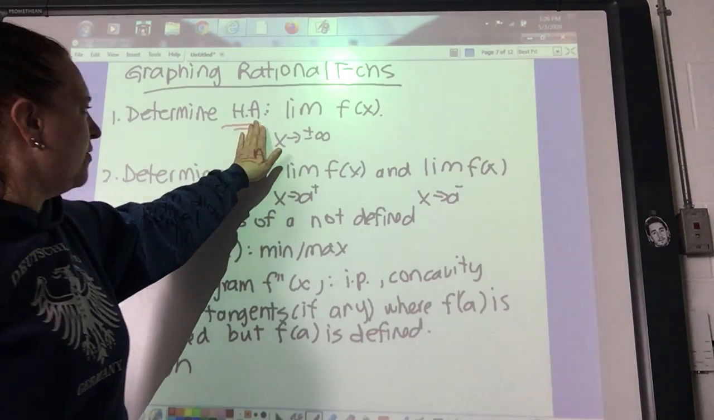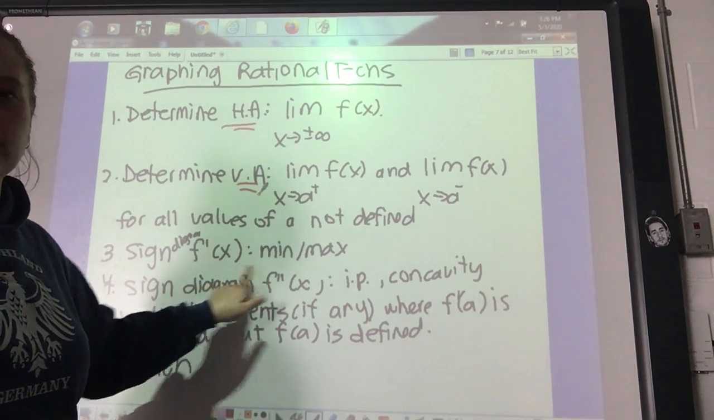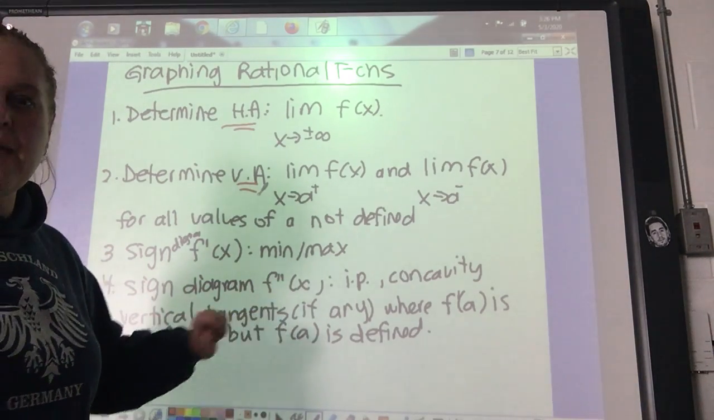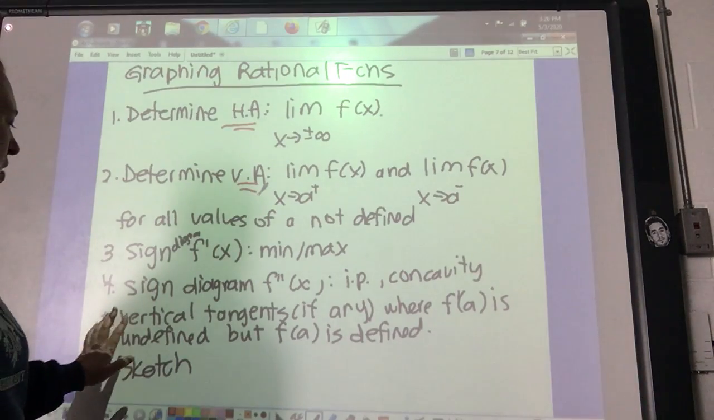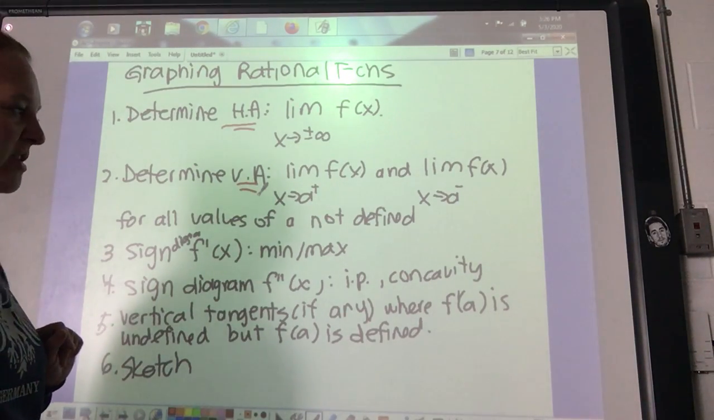So once you've figured out your horizontal and vertical asymptotes, you make your sign diagram for the first derivative, and that's how you get your min-max values. You make your sign diagram for the second derivative, and that's where you get the concavity and inflection points. And then step number 5 is something different we didn't talk about. You have to look for vertical tangents, if any.